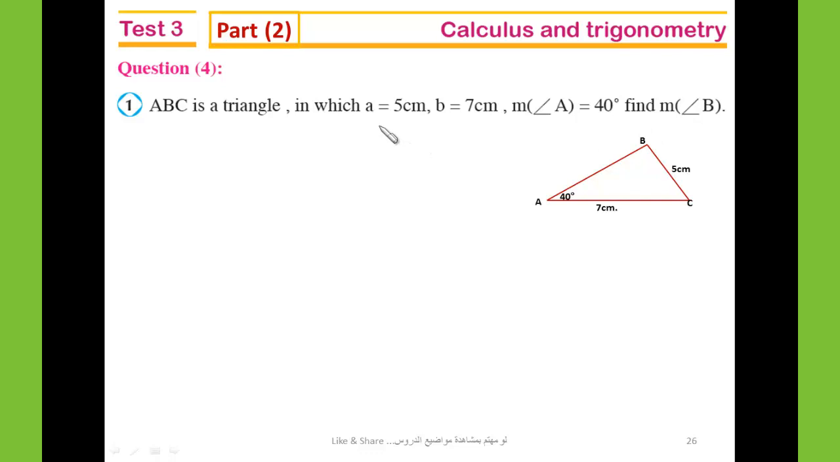So we have a equals 5 centimeters. a denotes the length of the side BC, which equals 5 centimeters, and the length of AC, denoted by the symbol b, equals 7 centimeters, and the measure of angle A equals 40 degrees. The required is to find the measure of angle B. This angle is opposite to the side AC.